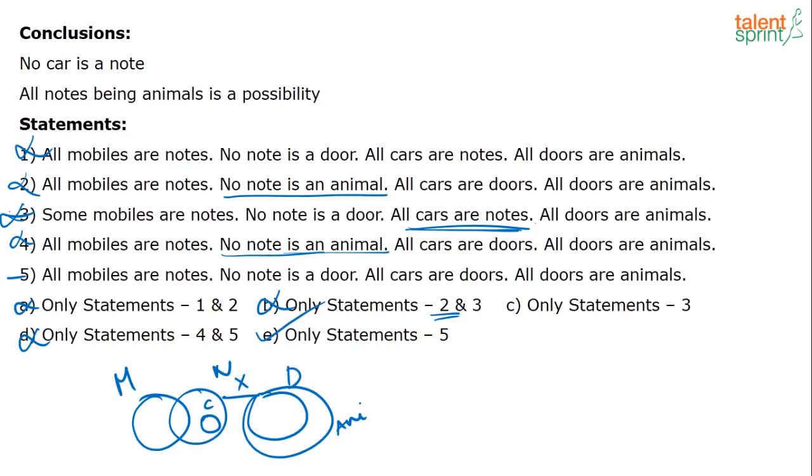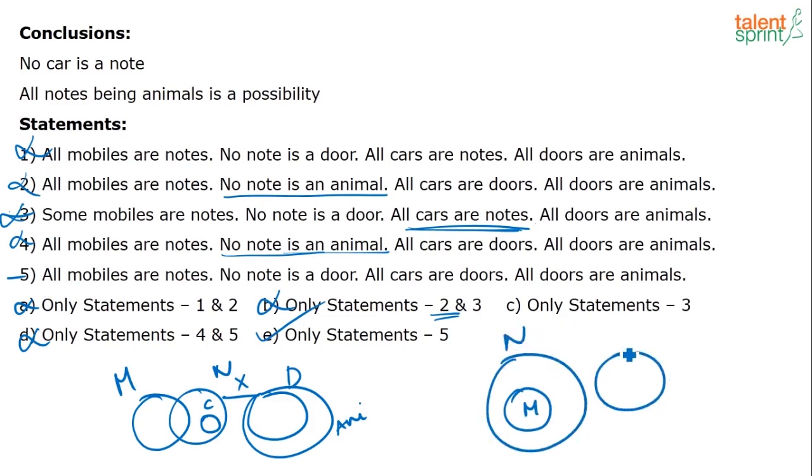But here let's solve it and see, because some of you said that none follows will be the answer. All mobiles are notes. No note is a door. All cars are doors, so car is inside doors. All doors are animals. So no note is a door, and these are the 2 disjoint sets here. Now, no car is a note. Yes, definitely true because no notes are doors.